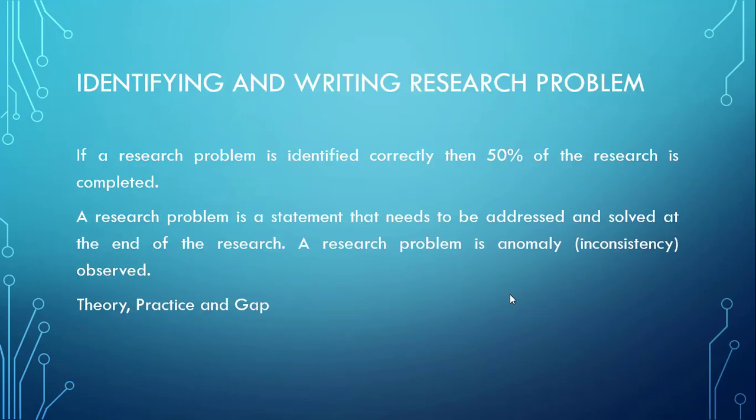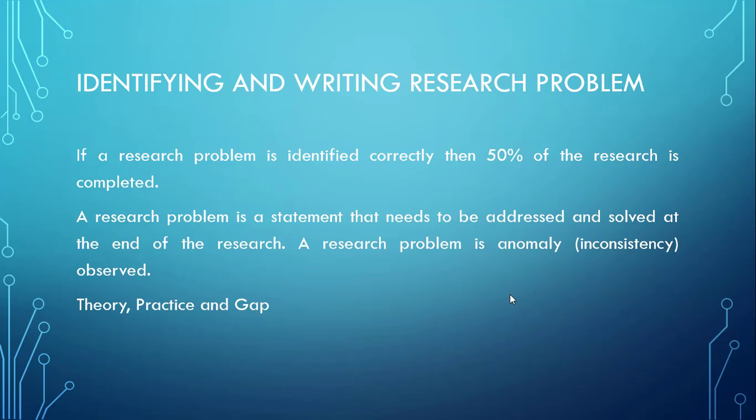The third topic that we'll be discussing is how we are going to write a research problem, how we are going to identify a research problem. So before we see the criteria and how we are going to write a research problem, let's discuss what a research problem is first, okay? The second paragraph says a research problem is a statement that needs to be addressed and solved at the end of the research, meaning it is a certain statement, a certain issue that you are going to solve after conducting your research.